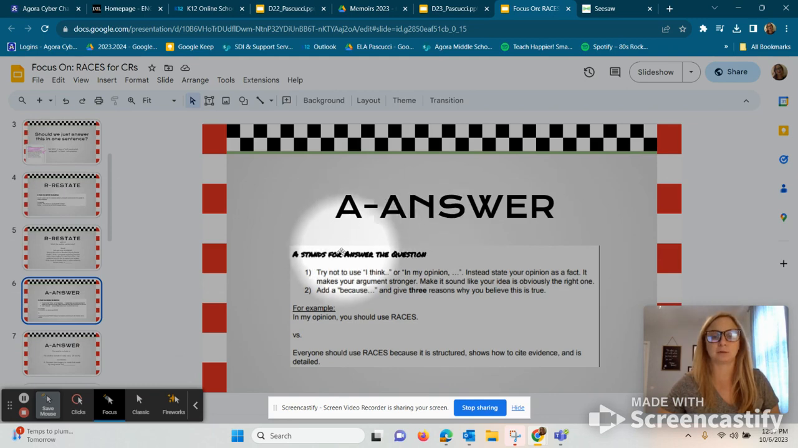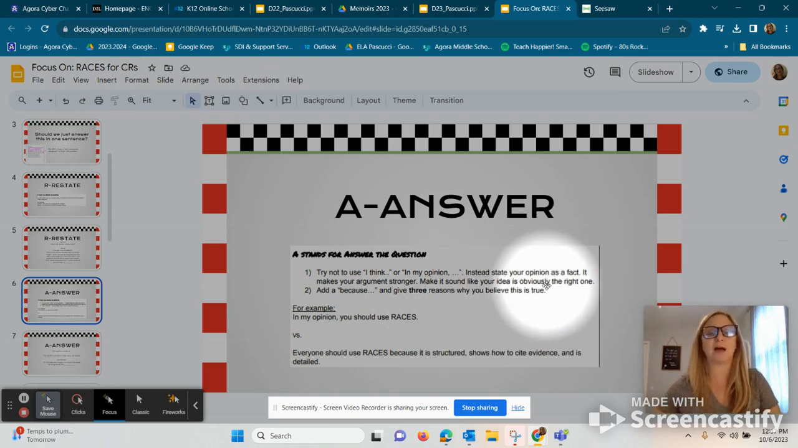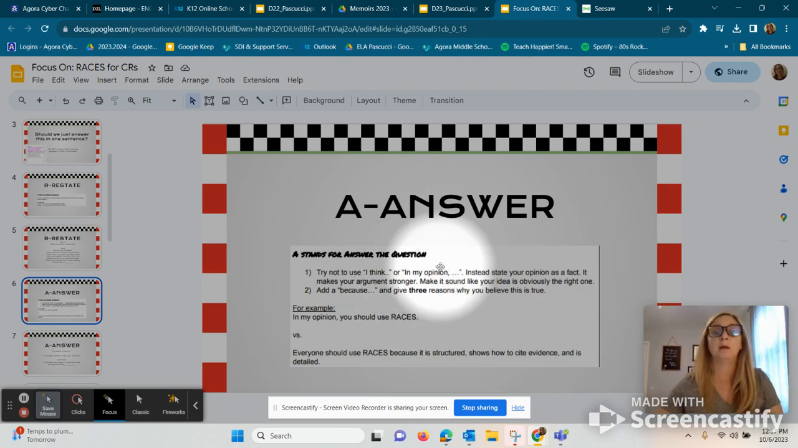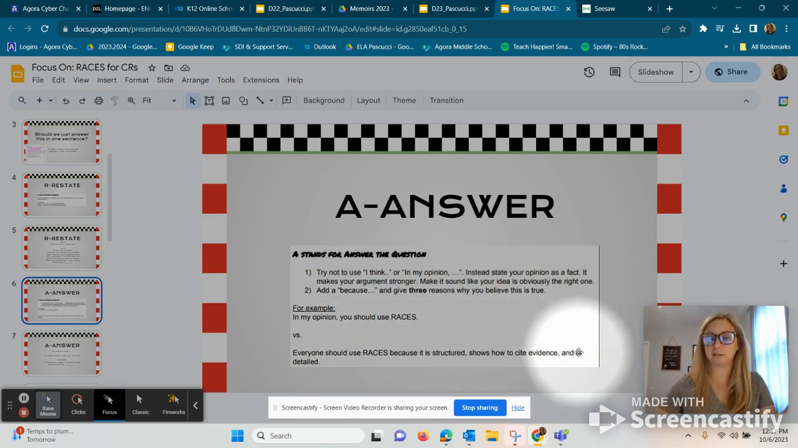Then we're going to answer. A stands for answer the question or prompt. Try not to use I think or in my opinion, because this is formal writing, and in formal writing we have to be objective. So instead, state your opinion as a fact. It makes your argument stronger too. Make it sound like your idea is obviously the right one. We all know it is. Add a because and give three reasons why you might think this is true, or just one in our case. For example, instead of in my opinion, you should use RACES, say everyone should use RACES because it's structured, shows how to cite evidence, and is detailed.